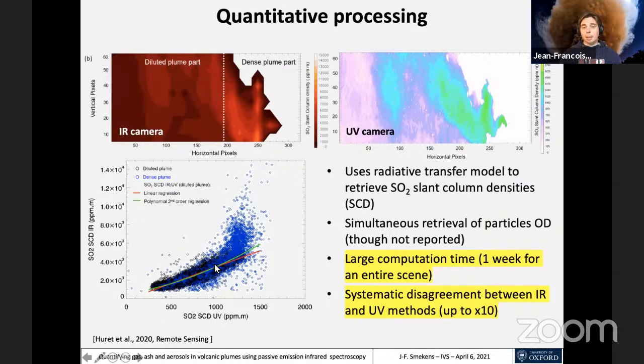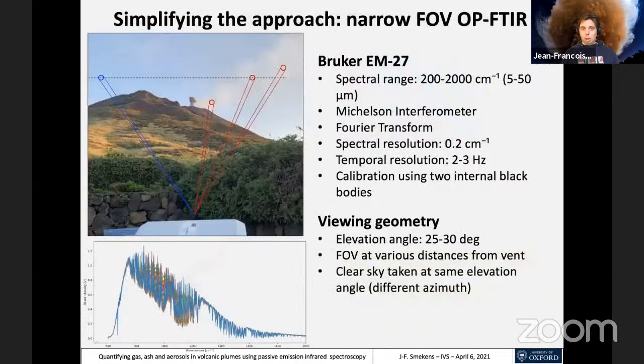And then they exposed the biggest drawback, I think, of this method, which is the large computational time, in their case, 1 week for an entire scene. And so the need for faster methods is quite clear. And so here at Oxford, what we've tried to do is to simplify the approach, to go back to a single pixel open path FTIR and to try and implement a fast retrieval to get quantitative metrics on those instruments.